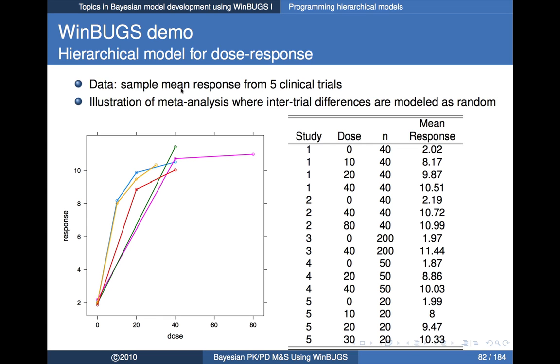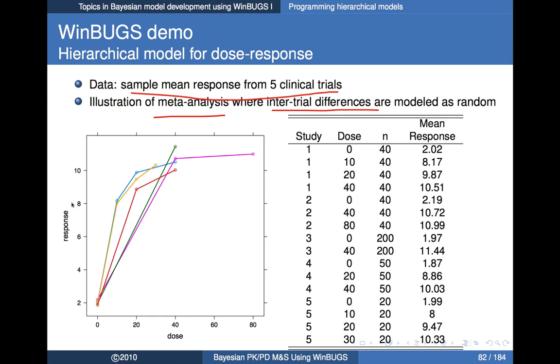Let's take an example as a way to describe how to do this. In this case, we're actually going to do a meta-analysis where I have sample mean responses from 5 different clinical trials. So in this case, our individuals will not be individual people. They will be individual clinical trials. We're going to use that to do a meta-analysis where the inter-trial differences are modeled as random. So we've got inter-trial variation as well as our residual variation.